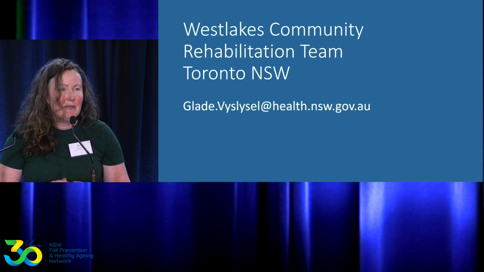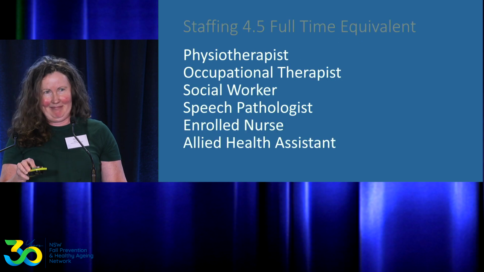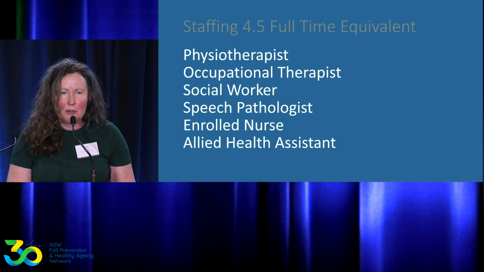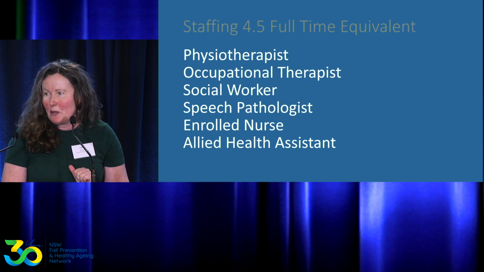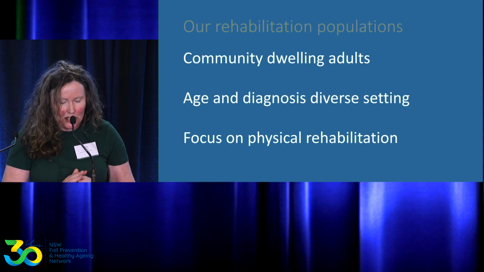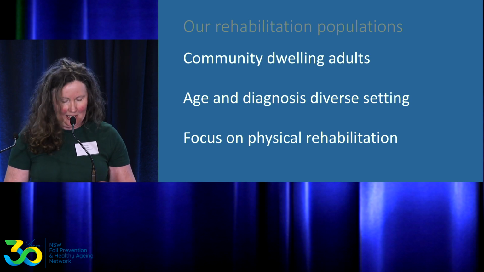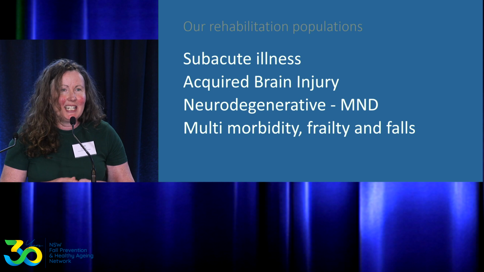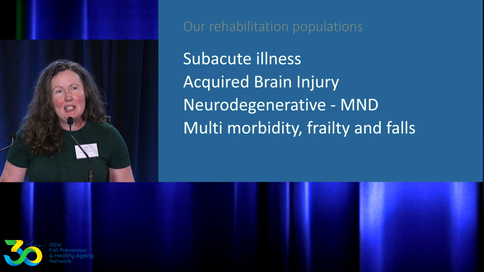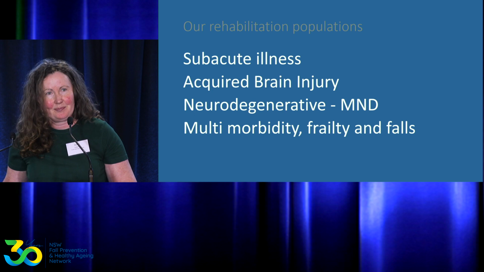Our small team provides outpatient, home-based and community rehabilitation. We're not a falls-specific service. Our staffing profile's small, it's 4.5 FTE. We work with community-dwelling adults in an age and diagnosis diverse setting with a focus on physical rehabilitation. Our populations include people with subacute illness, acquired brain injury, neurodegenerative conditions, and then a large group of people that present with multi-morbidity and falls.